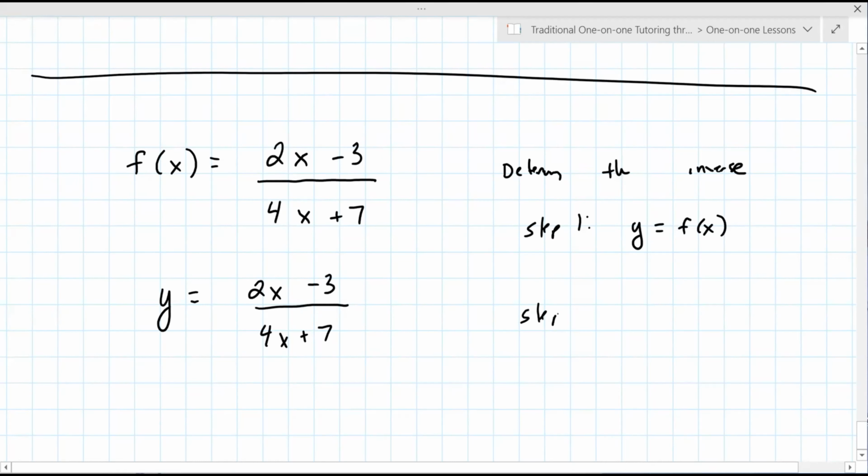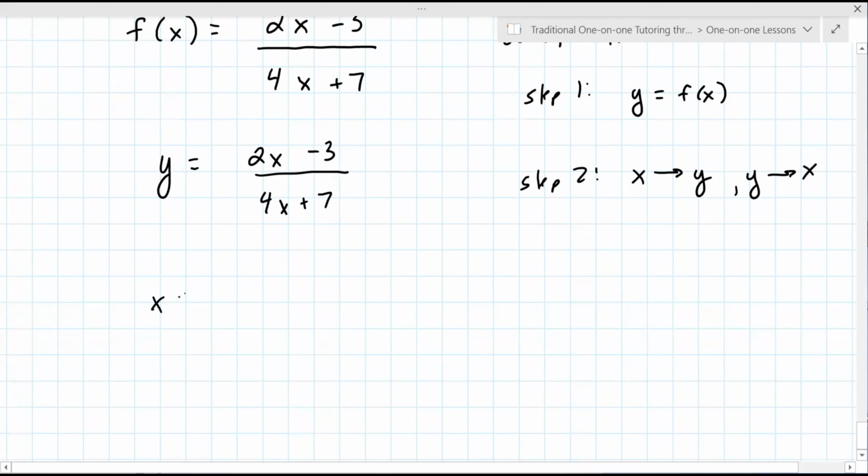And then what I call step 2 is where you turn x into y and y into x. This was one of the examples I was talking about where you actually have to do it for more than one letter.